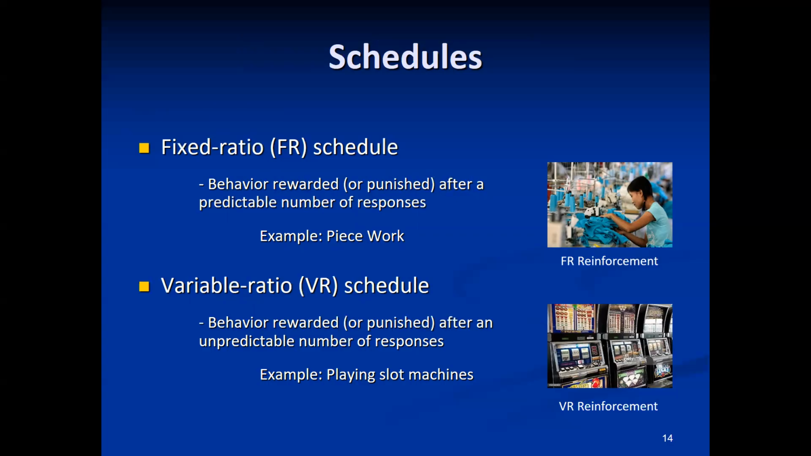With a variable ratio schedule, rewards or punishments are still delivered on the basis of the number of target behaviors performed, but the number of target behaviors necessary is unpredictable. For example, a person playing a slot machine is on a variable ratio schedule. Sometimes it will take just 1 play to get the machine to pay out, while other times it will take numerous plays to get the machine to pay out.